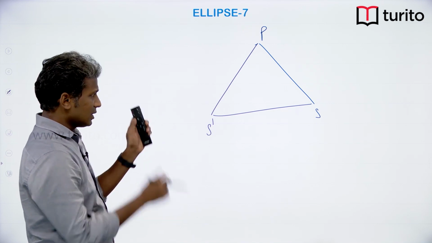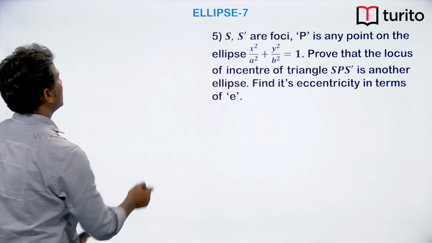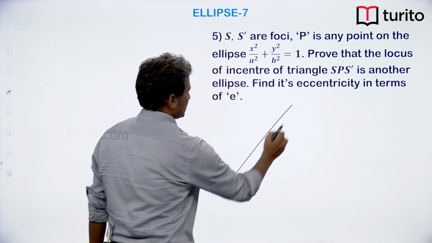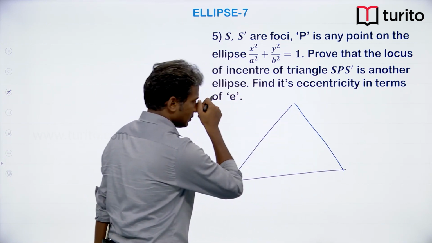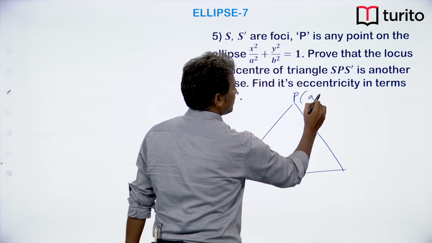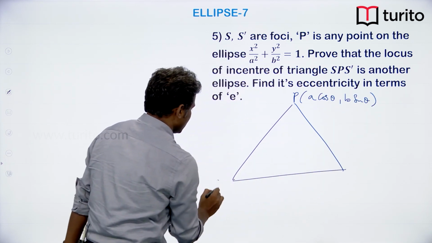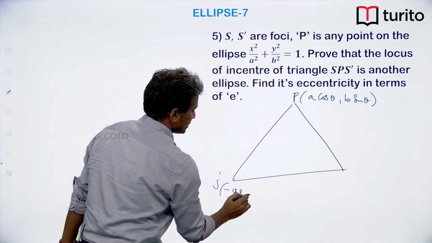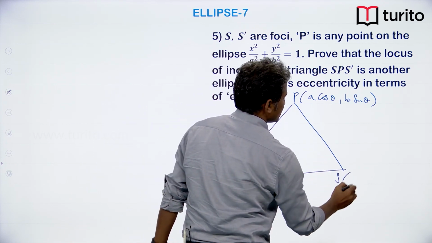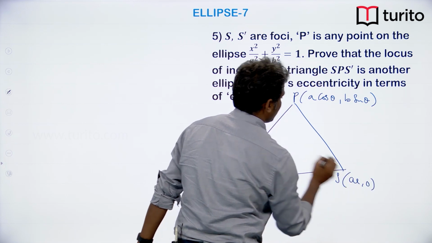So, I think if we draw the triangle here, it is better, because that page we will use for problem solving. So, let us take P as (A cos theta, B sin theta), and this S dash as (minus AE, 0) and this S as (AE, 0).